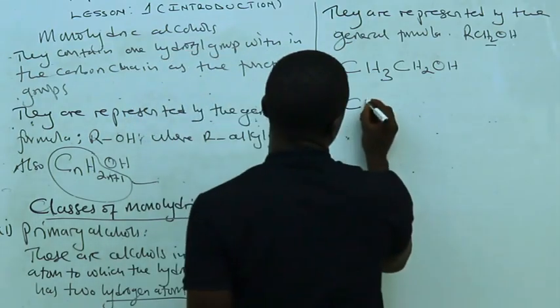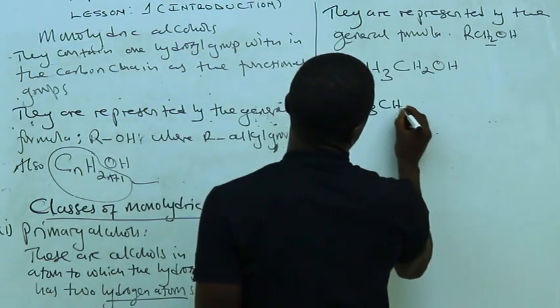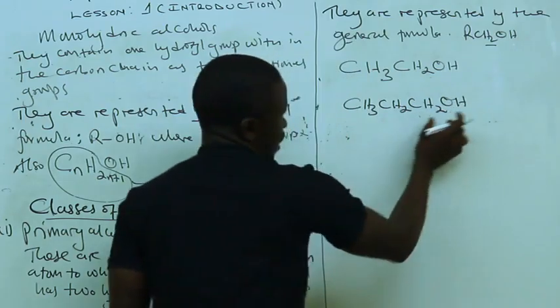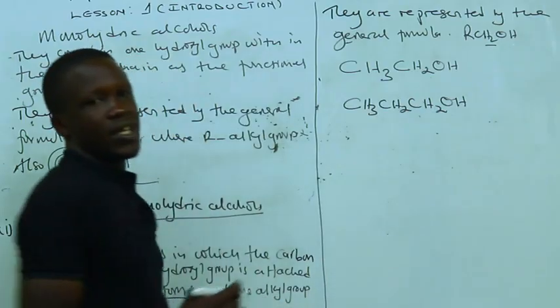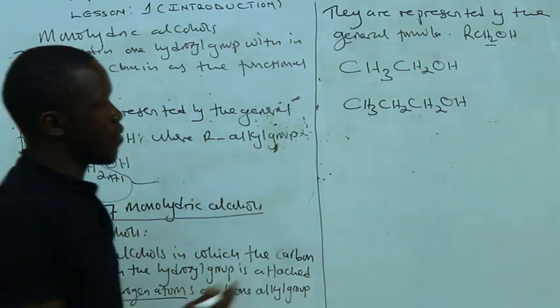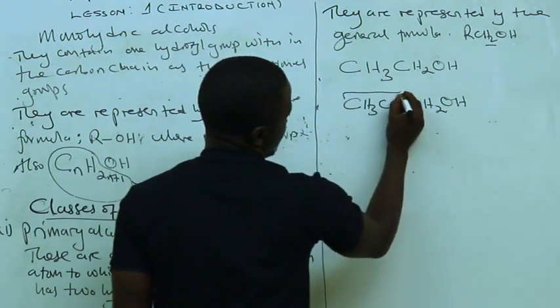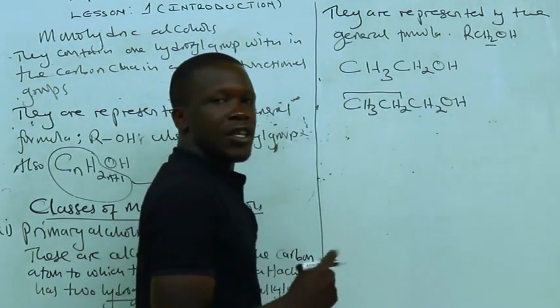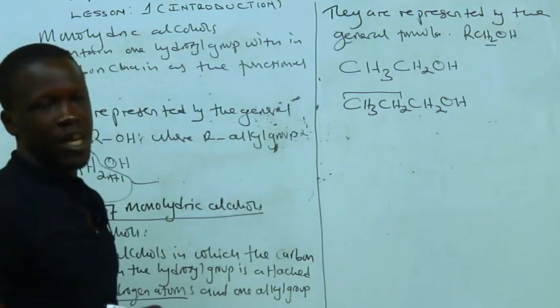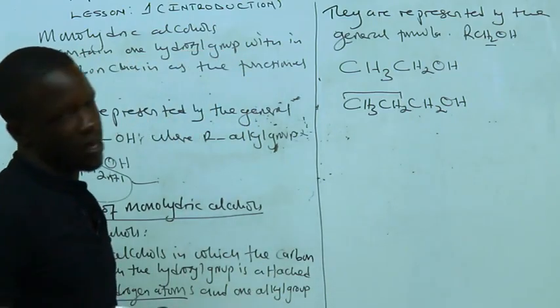If we had propan-1-ol, this is another example. The carbon atom to which the OH is attached has only 1 alkyl group, in this case this one, and 2 hydrogen atoms attached on that carbon atom. So that makes those the primary alcohols.